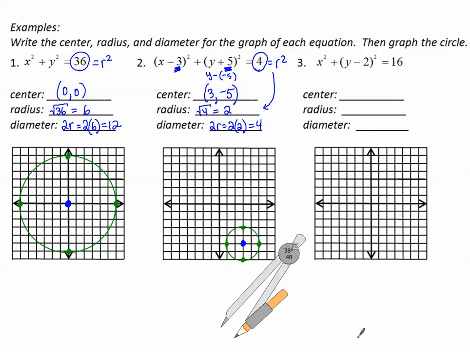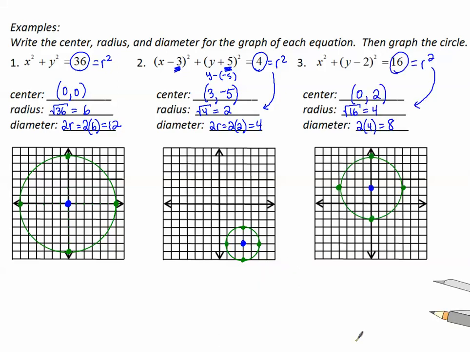Either way is good. Maybe you try to do the last one on your own. Pause the video now, come back and see how you did. Does your circle look like this?